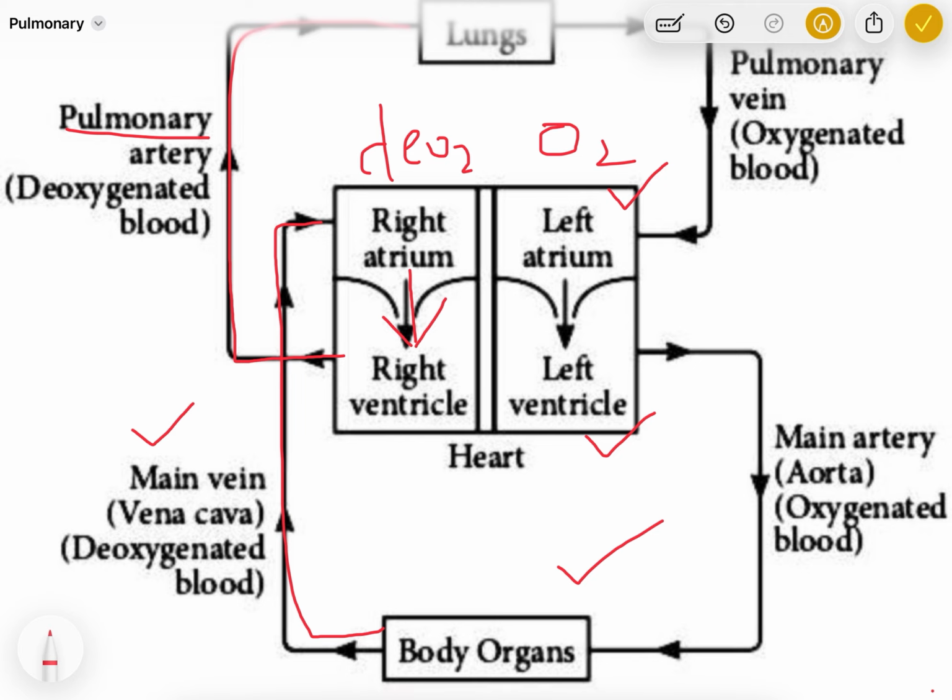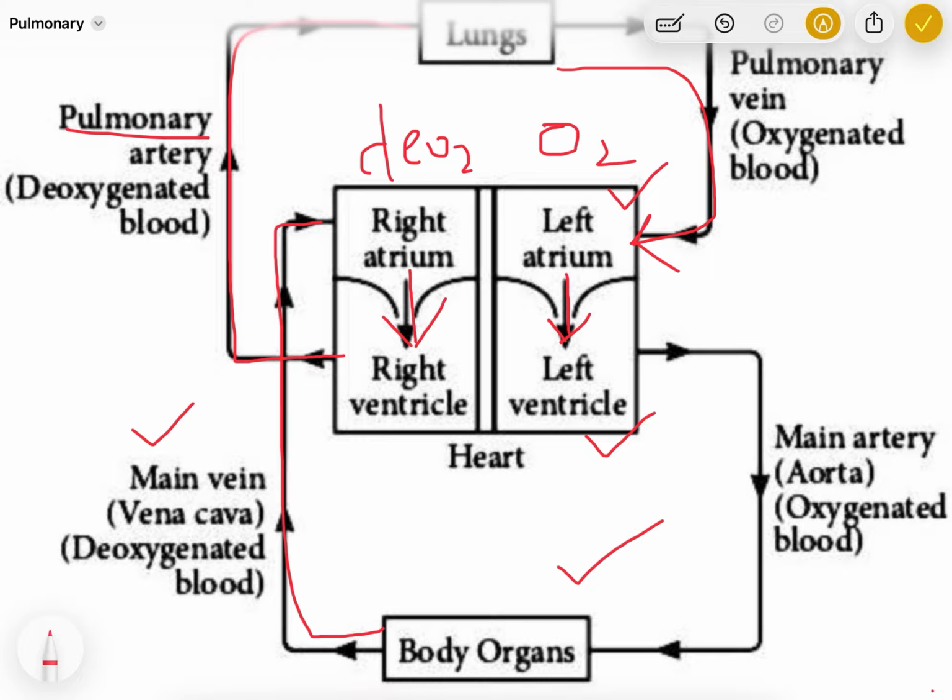So as we discussed, in the lungs, after the oxygen and carbon dioxide exchange mechanism, from the lungs oxygenated blood is carried to the left atrium. This carrying of the oxygenated blood from the lungs to the left atrium is done by the pulmonary veins. Done. Next, from the left atrium, oxygenated blood is carried to the left ventricle.